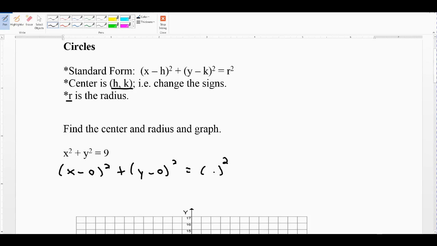Now for the r, the radius, I need to think what number squared is 9. And that number is 3. And essentially all you're thinking of when you're thinking of the 9 for the radius is what's the square root of 9? 3. So I'm going to use C for center. The center is (0, 0). We don't have to worry about the signs when we're dealing with zeros. And then the radius is 3 because 3 squared is 9. So we're looking for what number squared gives us 9.